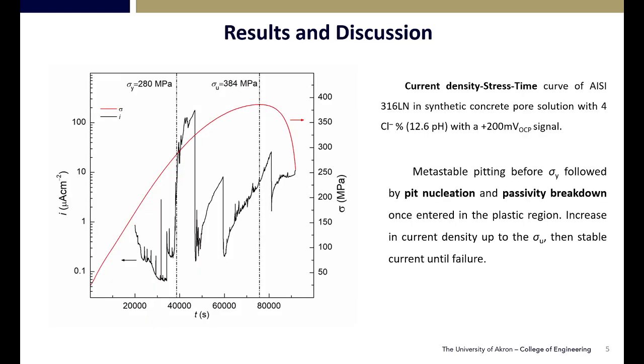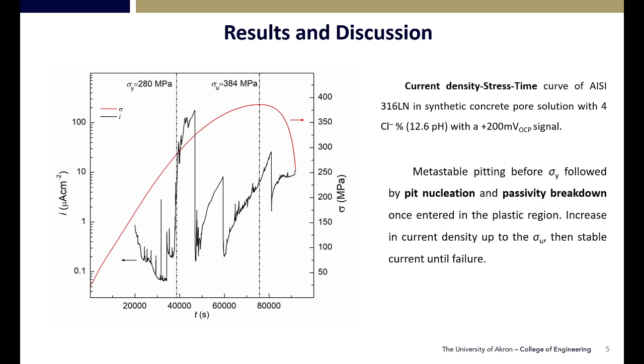First, we have here the current and stress transient, where at the beginning we have a decrease in the current density, meaning that our passive film is being formed. However, some metastable pitting is seen as we get close to the yield. Whenever we change from the elastic to the plastic region, we have a sudden increase of the current, reaching 100 microamps per centimeter squared, where the passive film breaks and we have the passivity breakdown.